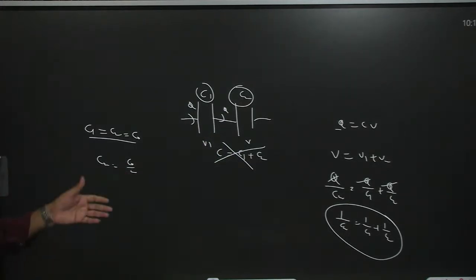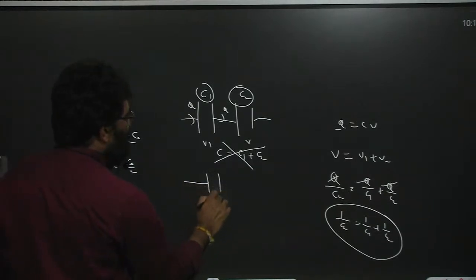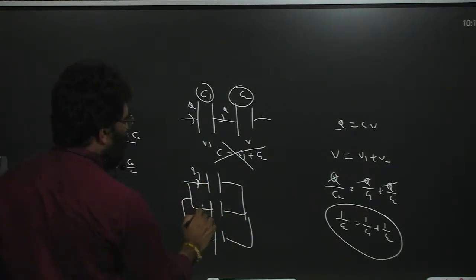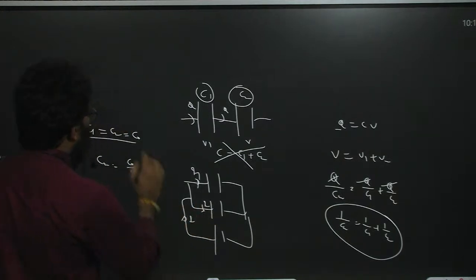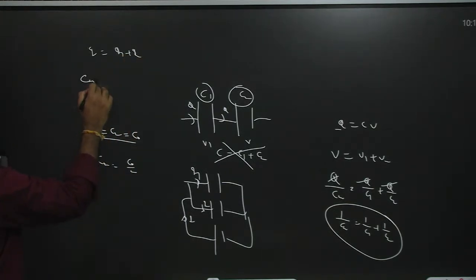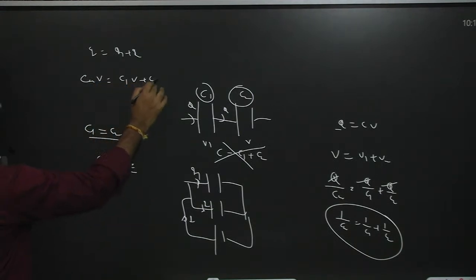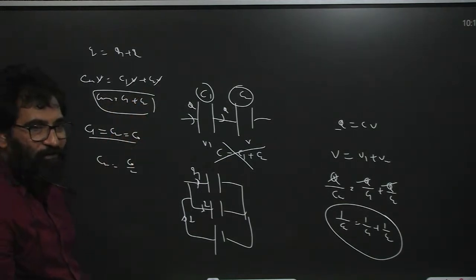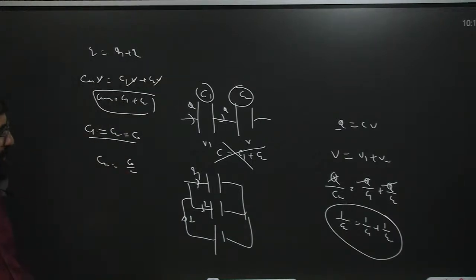When two capacitors are connected in parallel, the potential difference is constant, since they are connected to the same source. So the charges will be divided, Q1 and Q2. The total charge Q is Q1 plus Q2. Since the potential difference is constant, Q is C net into V, which is C1 V plus C2 V. So we get C net equal to C1 plus C2. So when two capacitors are connected in parallel, the effective capacitance is C1 plus C2. In series, 1 by C1 plus 1 by C2 is equal to 1 by C effective.